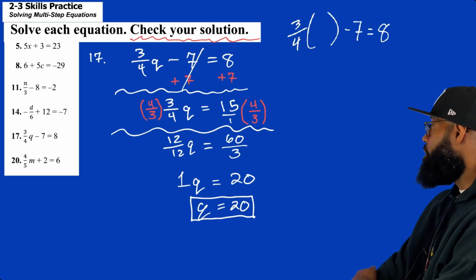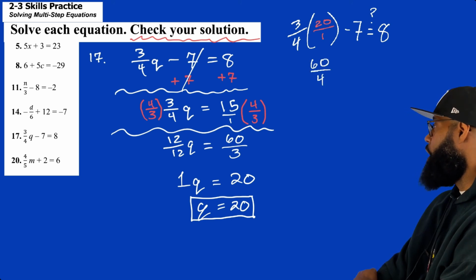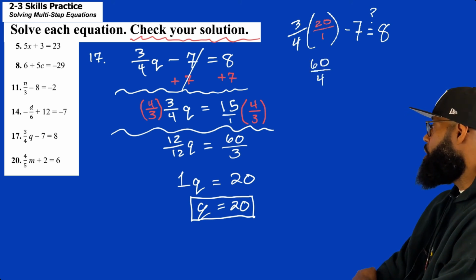And again, you can't be afraid of the fraction. So 3/4 times what we got. Well, Q is 20. So I'm going to write it as a fraction. Because when I multiply a fraction times something, it better be another fraction. If it's not, I know how to make it a fraction. So 20 becomes 20 over 1.